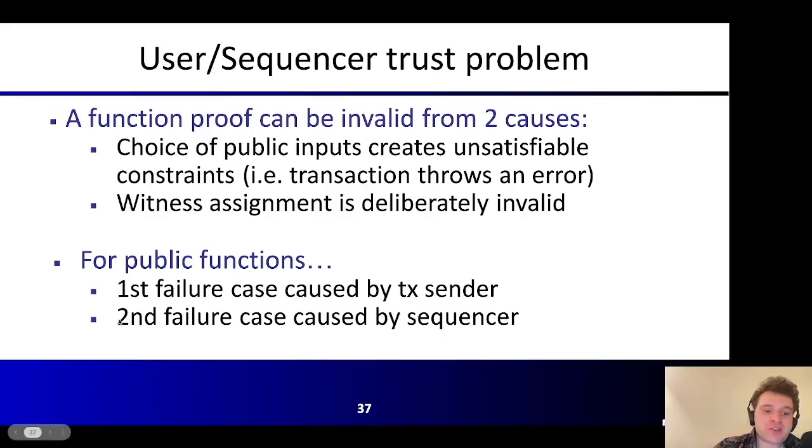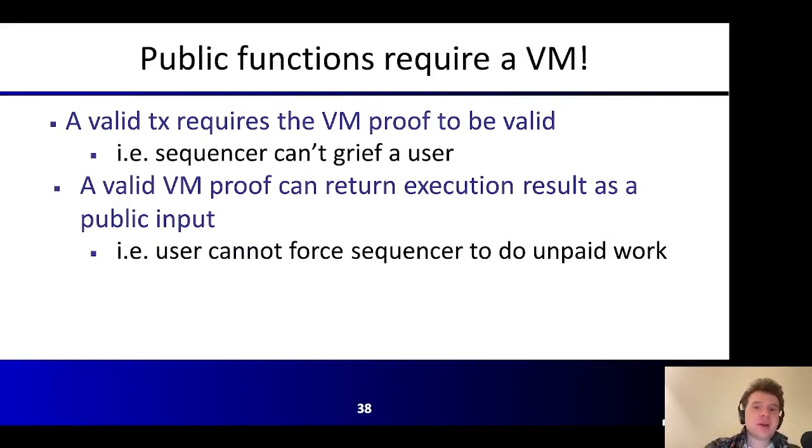You want to ensure two key characteristics with public functions. One, users can't grief sequencers, as in, if a sequencer is doing work on behalf of the user, they're fairly compensated by the user paying them. Two, you want to ensure that sequencers must act faithfully. So if a user has provided a private kernel proof that represents a valid transaction, where the public function calls would normally be honestly and correctly executed, the sequencer should not have any ability to make that transaction fail. And this is why public functions require a virtual machine.